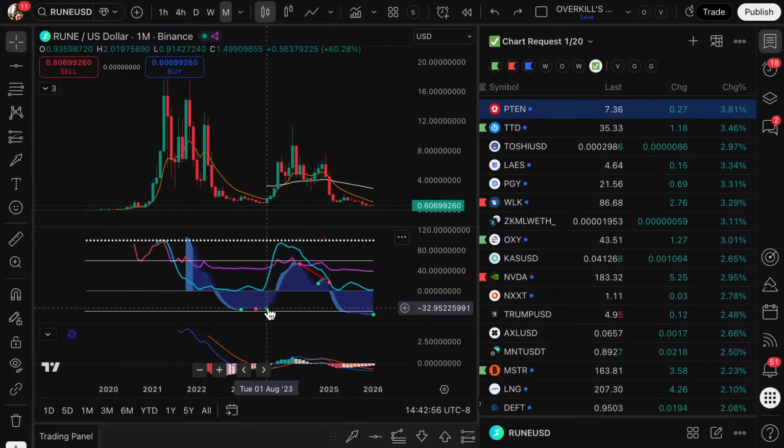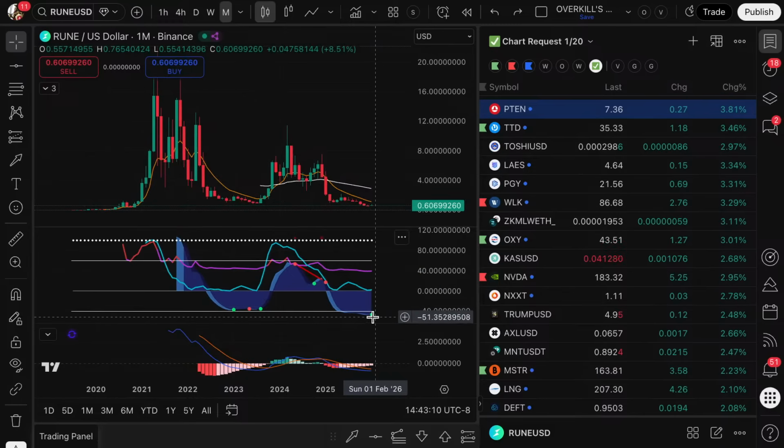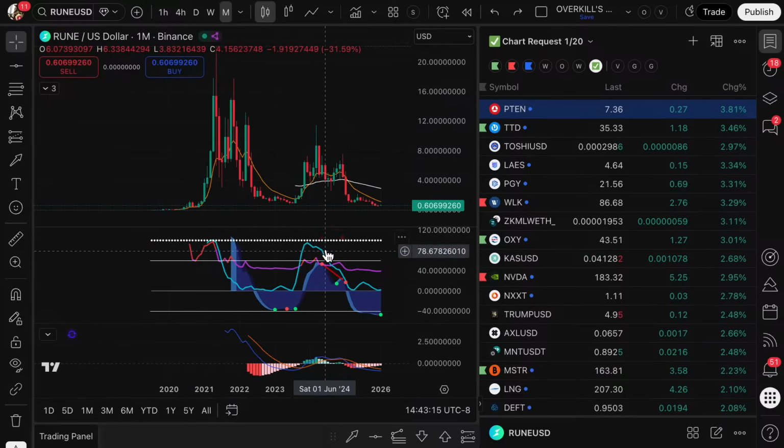What were you doing 2.5 years ago? You probably don't know. You weren't buying Rune, probably. Hopefully you were, because it went from 60 cents up to 12. Okay, 2.5 years it's been since we got this signal. So if you believe in Rune, now's the time.